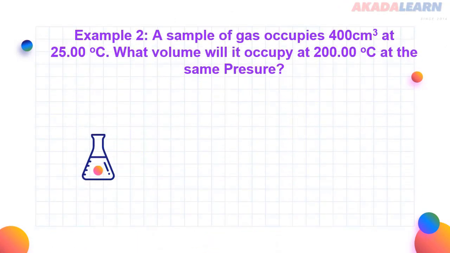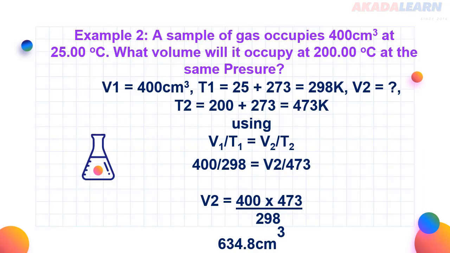Example 2. A sample of gas occupies 400 cm cubed at 25 degrees Celsius. What volume will it occupy at 200 degrees Celsius at the same pressure? Now take a look at the solution. We'll bring out our values.